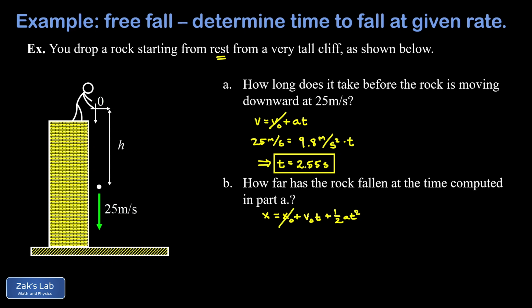My initial position I called 0. My initial velocity was 0 because I released it from rest. And this simplifies to just 1/2 at squared. Well, a is positive 9.8 meters per second squared. And the amount of time this thing has been falling for, we just calculated that, is 2.55 seconds. And don't forget to square that guy. And we arrive at a distance of about 31.9 meters.